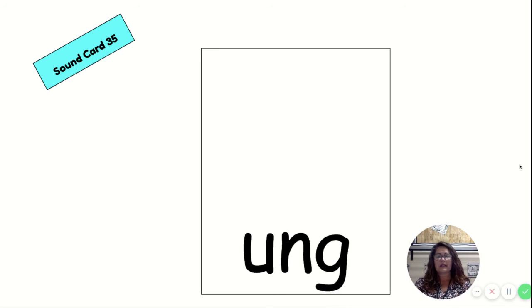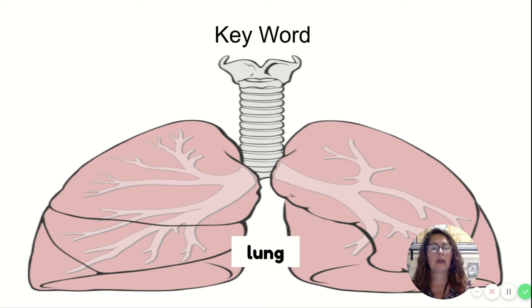All right, now our next sound on sound card 35 is ung. Can you say ung? Okay, and I want you to trace U-N-G, ung, ung, ung, 3 times. Trace that on some sort of textured surface, the carpet, the ground, something. And the keyword I've chosen for this is lung.